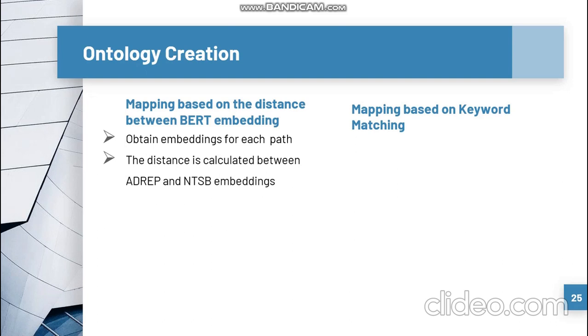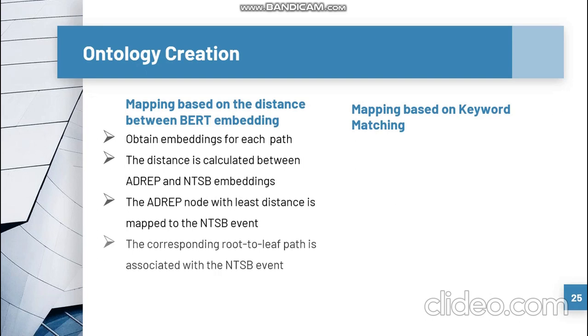In mapping based on distance between BERT embeddings, the embeddings are calculated for each path, and the distance between these embeddings is calculated. The node with the least distance is mapped to the NTSB event, and its corresponding root-to-leaf path is also associated with the NTSB event.